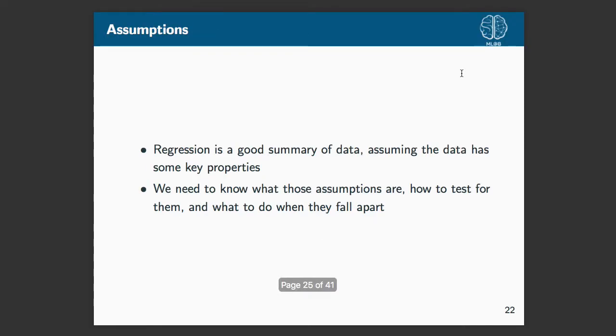Cool, assumptions. I've been talking up regression a lot, and it turns out linear regression is a great summary of the data, assuming some key properties hold. So as data scientists, we need to know what those assumptions are, how to test for them to make sure that they hold, and what to do when they fall apart. That's our job as data scientists. That's why we have a job. sklearn is pretty powerful. It can do a lot of the modeling itself. But the reason you see job listings for data scientists everywhere is because people like us need to know how to do things like this.